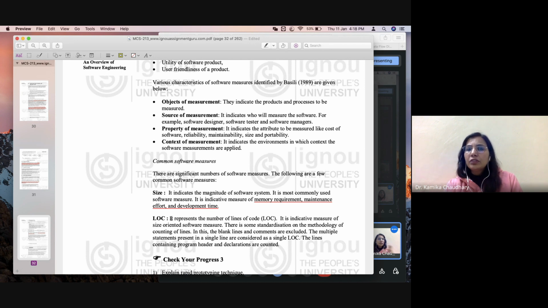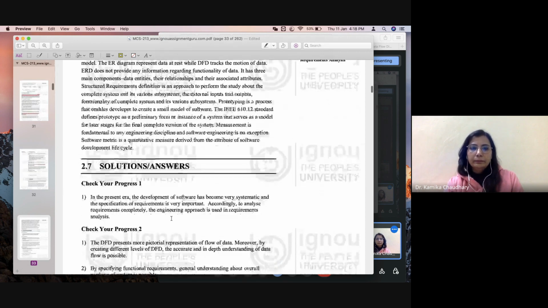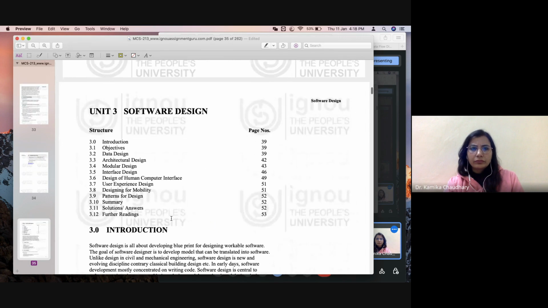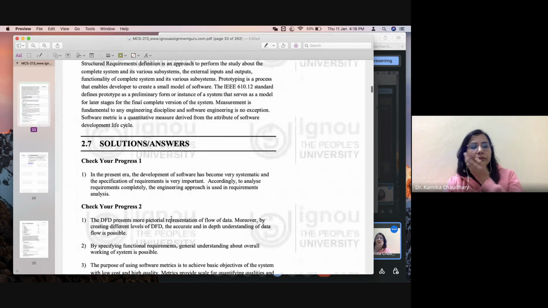So in the case of the software metrics or the software measures, you just need to remember two things: the size of the software and the LOC of the software. LOC is the lines of code of the software. Okay, we are also done with this.